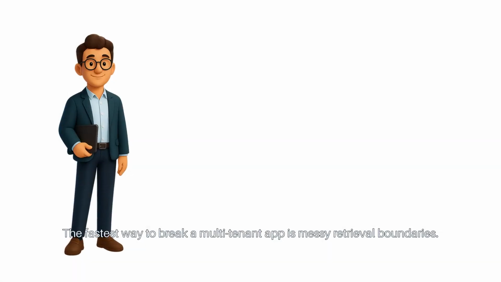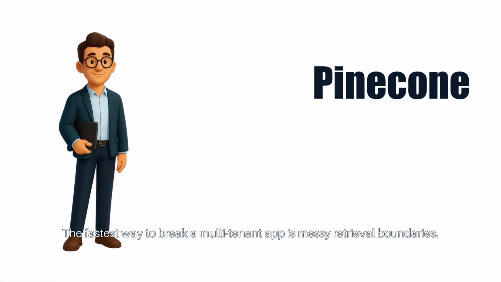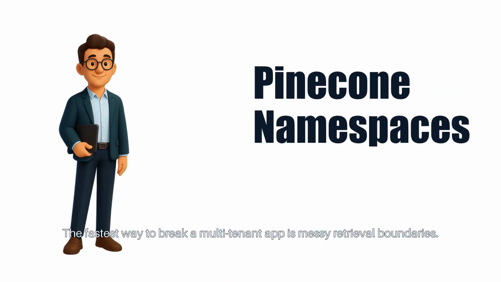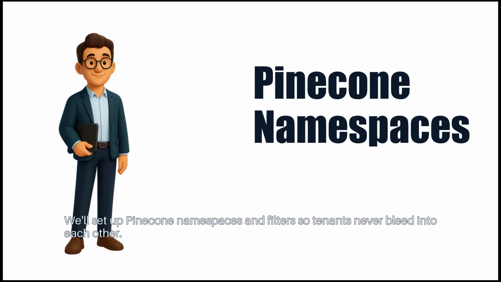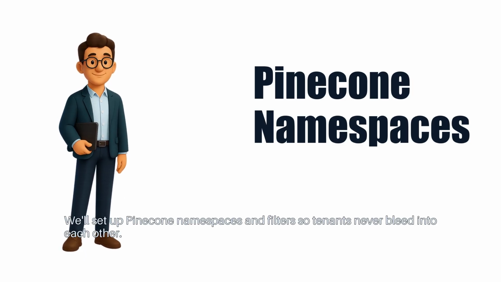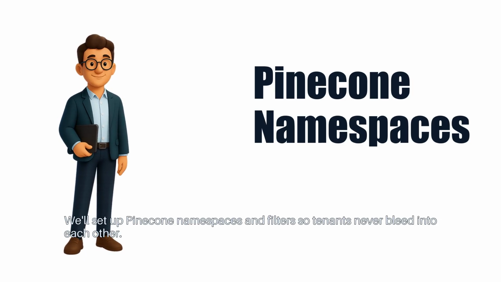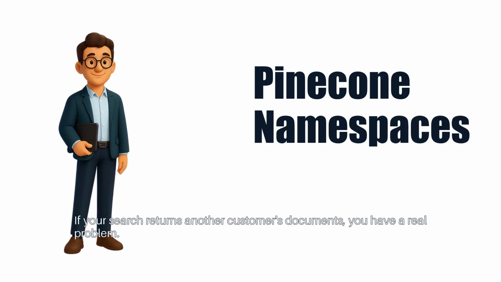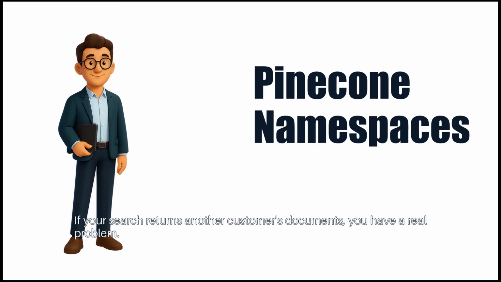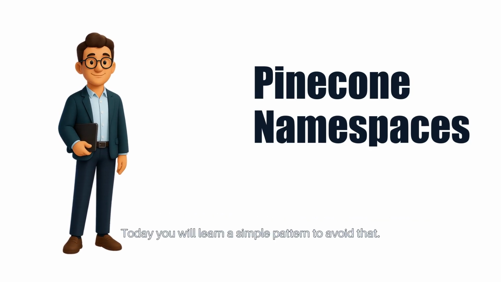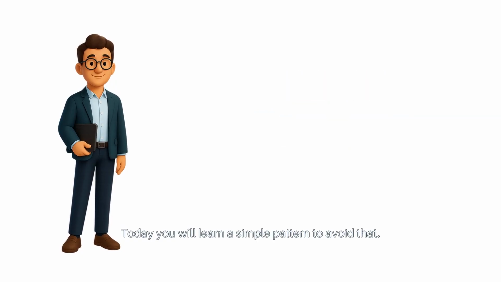The fastest way to break a multi-tenant app is messy retrieval boundaries. We'll set up Pinecone namespaces and filters so tenants never bleed into each other. If your search returns another customer's documents, you have a real problem. Today you will learn a simple pattern to avoid that.